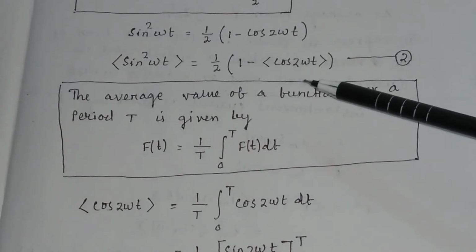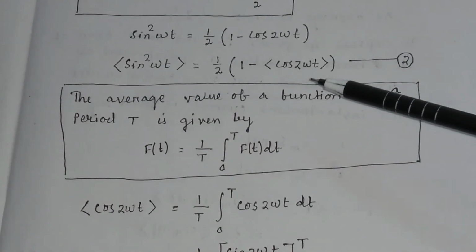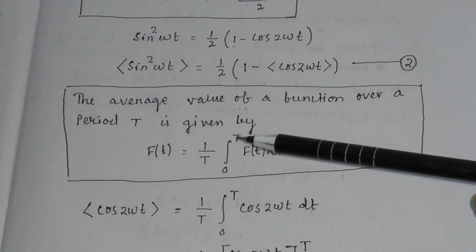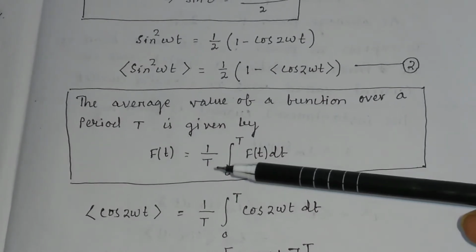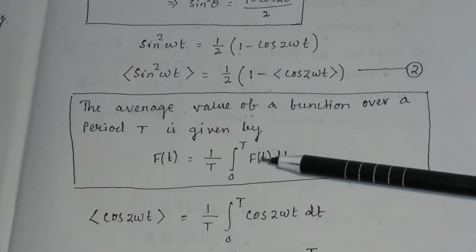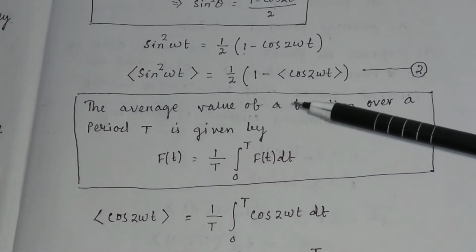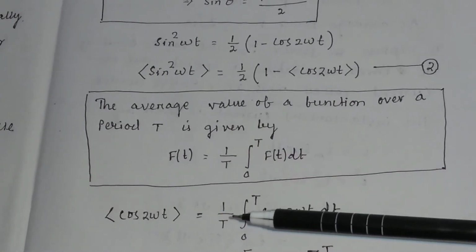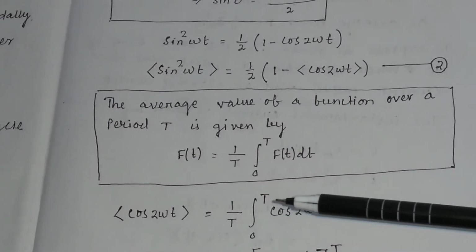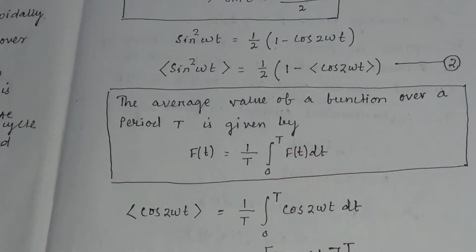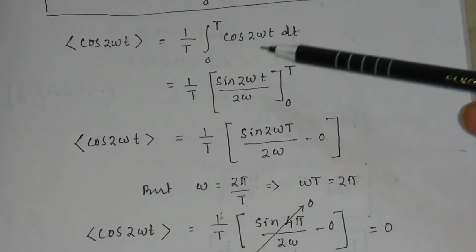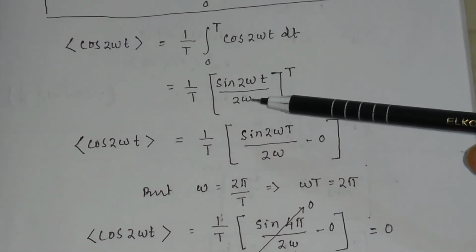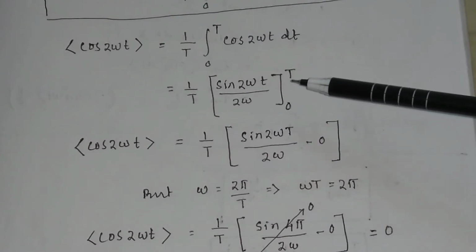Now we will find out what is the average value of cos 2 omega t. Remember, the average value of a function over a period T is given by f average, that is equal to 1 by T integration from 0 to T f(t) dt. So we have to find out the average value of cos 2 omega t. That can be written as 1 by T integration from 0 to T cos 2 omega t dt. And we know the integration of cos 2 omega t dt is sin 2 omega t divided by 2 omega, evaluated from 0 to T.